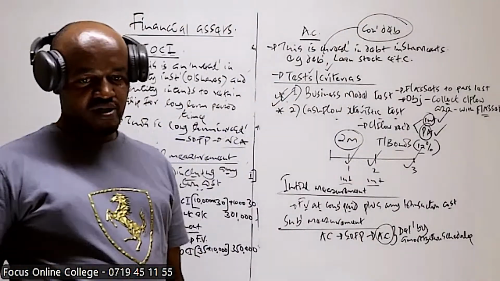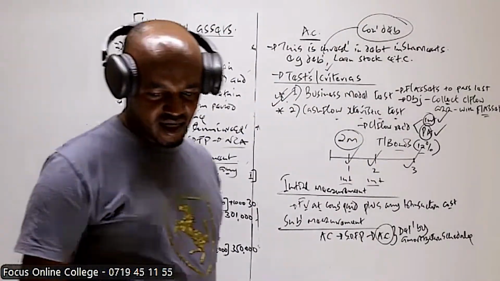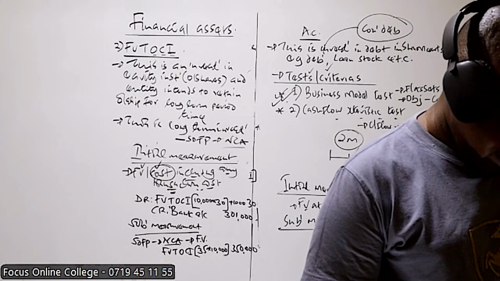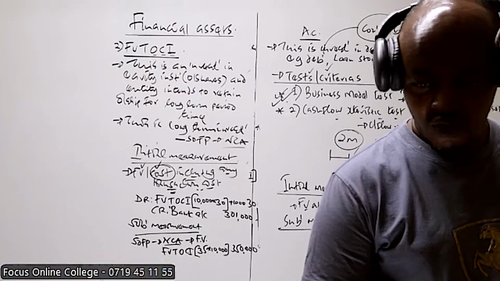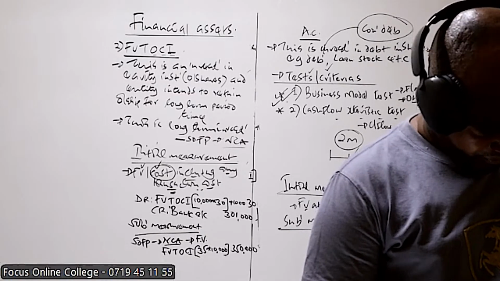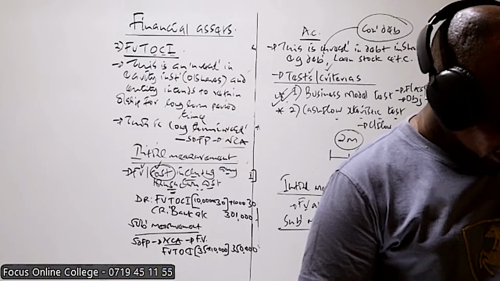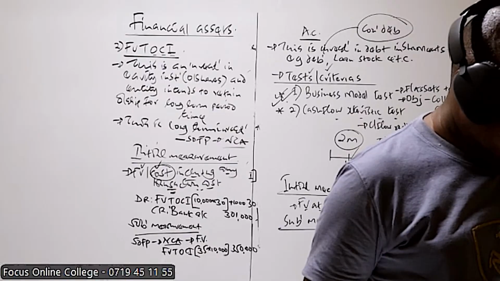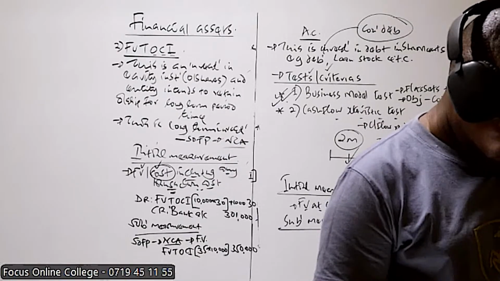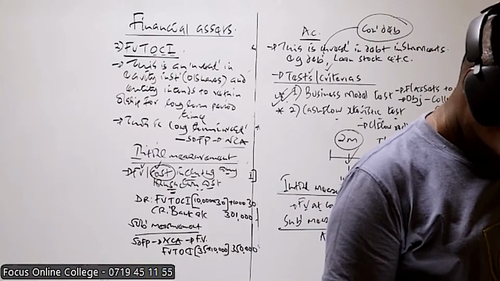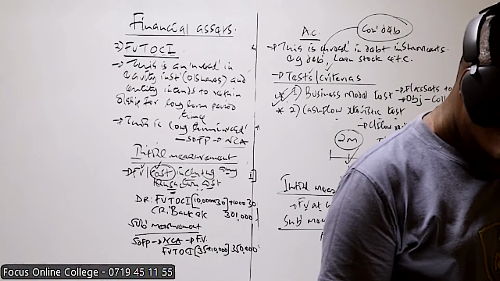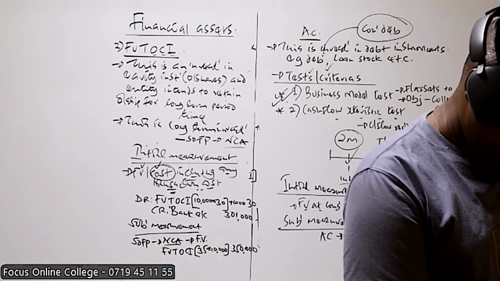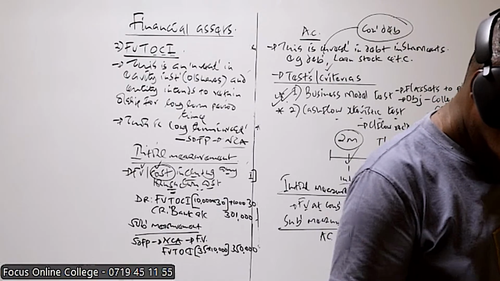So those are the various categories of financial assets, and that is how we initially and subsequently record them in the company's books of account and also the financial statements. Yes, so that is it.